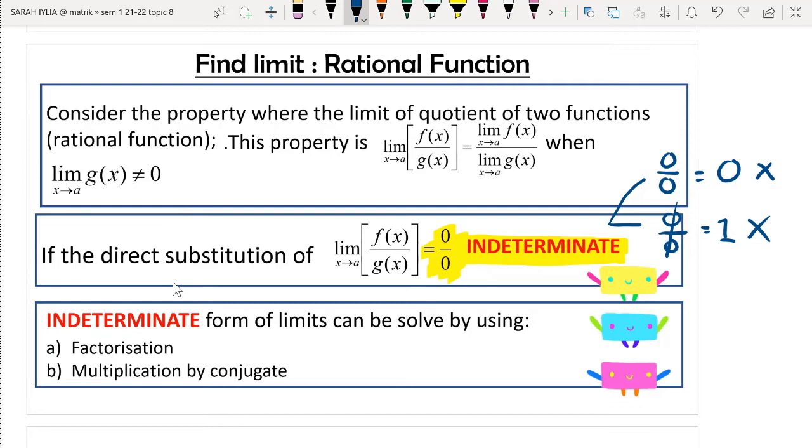Okay, so how do we overcome this situation? So, kita kena manipulate the function in order to find the limit. We have two options here by using factorization method or multiplication of conjugate. So, these two method kita akan guna based on the situation of the question. Kita terus proceed macam mana pattern soalan indeterminate ni.